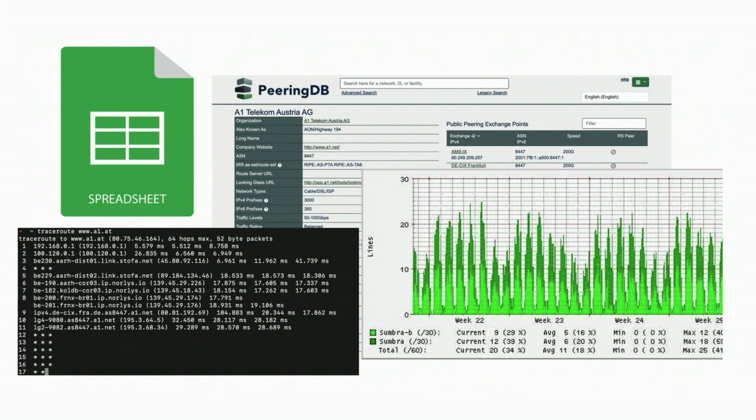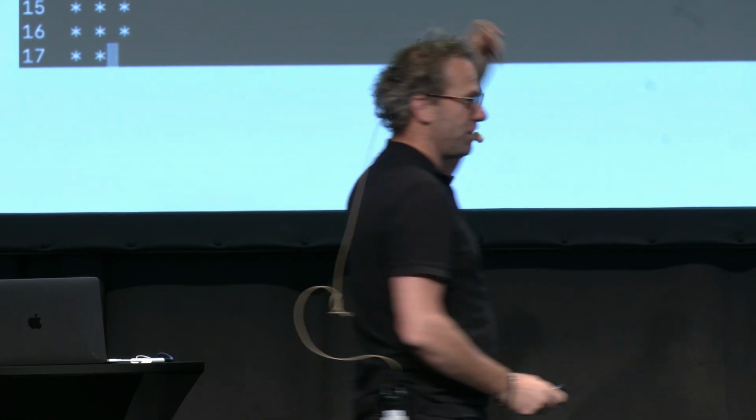There's a lot of tools out there. Statistics on your traffic, PeeringDB, spreadsheets, trace routes, all tools to find out what is actually happening in my network. Where is traffic going to, where's traffic coming from, how does it get there, what internet exchanges are involved? Is Netnod involved, yes or no? Any other internet exchange?